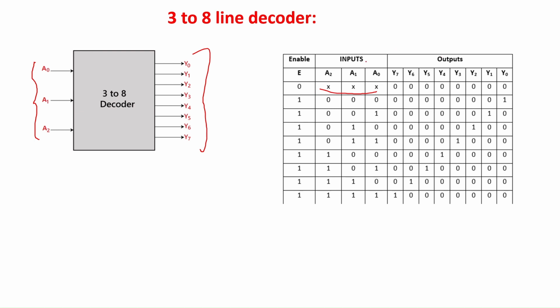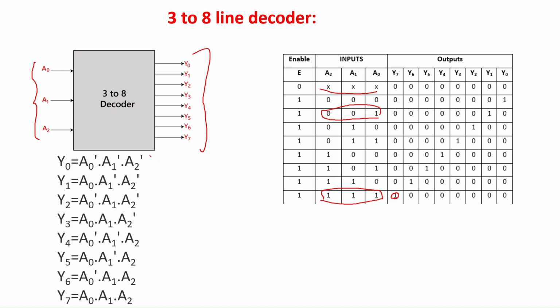When the enable input is 1 and all the inputs are 0, then Y0 is set to 1. When the enable input is 1 and A0 is set to 1, the decimal equivalent of 001 is 1, so the Y1 bit is set to 1. For the combination 111, the decimal equivalent is 7, so the Y7 bit is set to 1. Similar to the previous case, we can develop the Boolean expression for all the output lines Y0 to Y7.